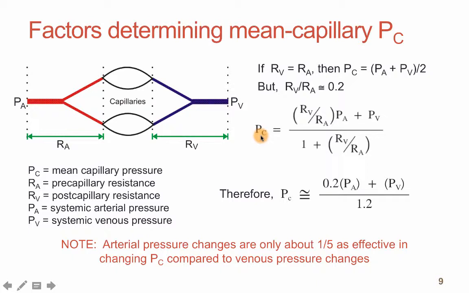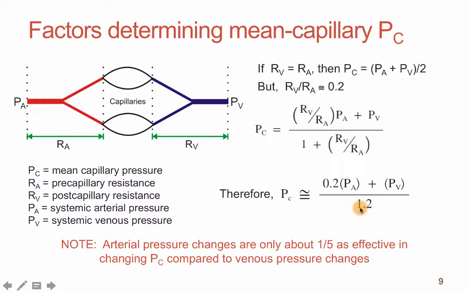In fact, in most tissues of the body, at least as an average number goes, the post to precapillary resistance ratio is about 0.2. So when you include that ratio in here, the equation now is capillary pressure is equal to 0.2 times the arterial pressure plus the venous pressure, divided by 1.2.